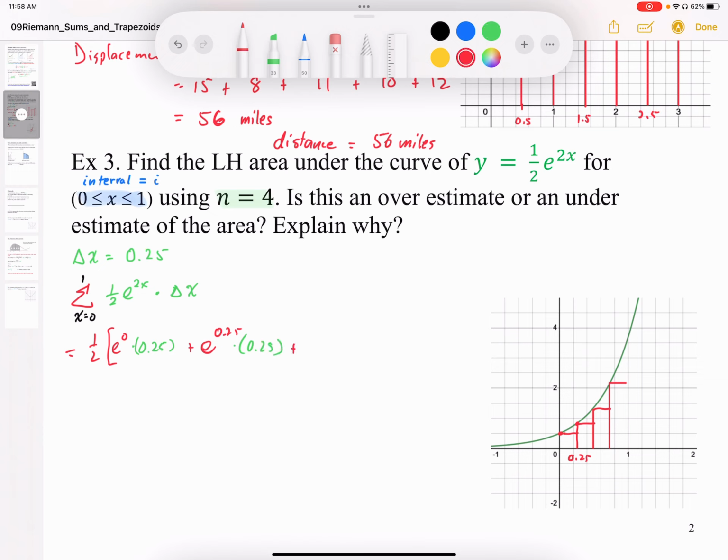Plus the height at 0.5 times the width, plus e to the 0.75 times the width again. So this represents the areas of each of those rectangles. There's 4 rectangles that we've calculated, and we're going to then sum this all up.